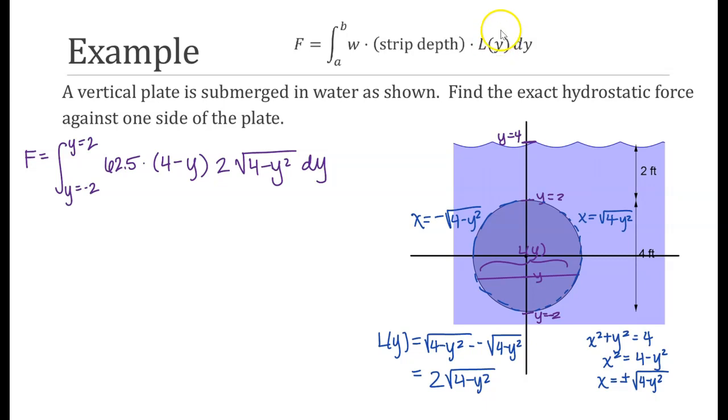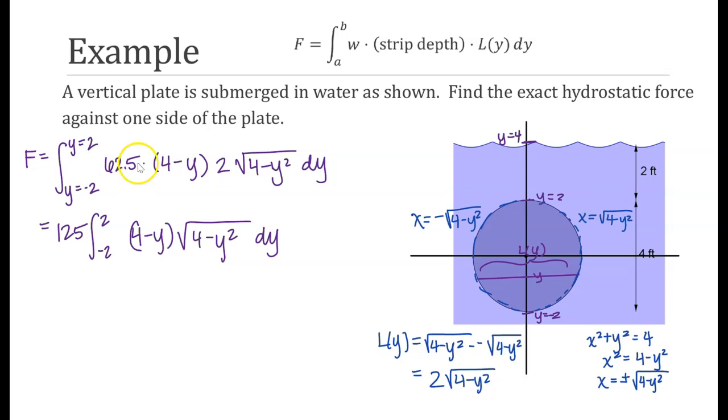And so that's our setup, but we are actually going to find the hydrostatic force this time, because this integral is worth practicing. The other ones were fairly straightforward antiderivatives, but this is interesting. So let's take the coefficients, 2 and 62.5, pull those out. So that's going to be 125 in the front, the integral from negative 2 to 2, and then I have 4 minus y in parentheses times radical 4 minus y squared dy.